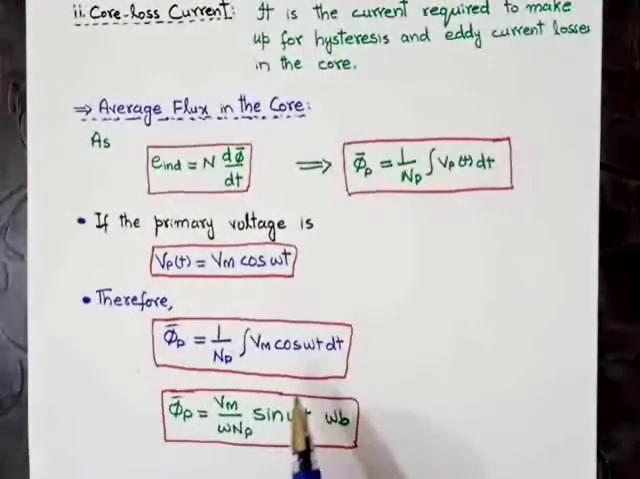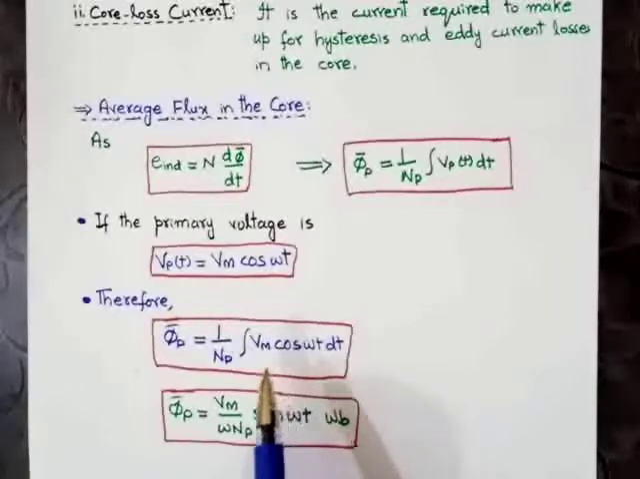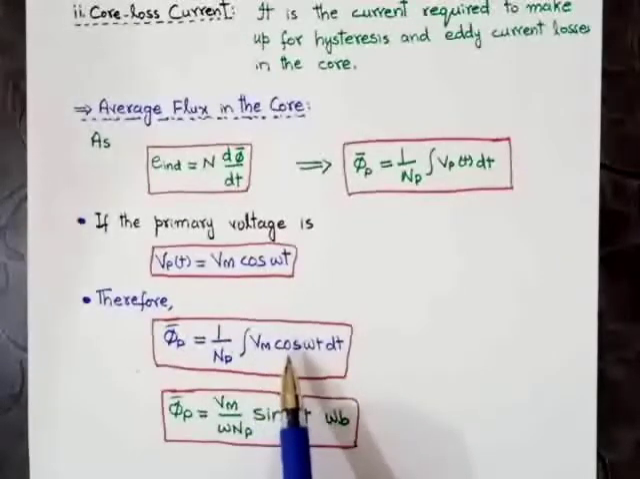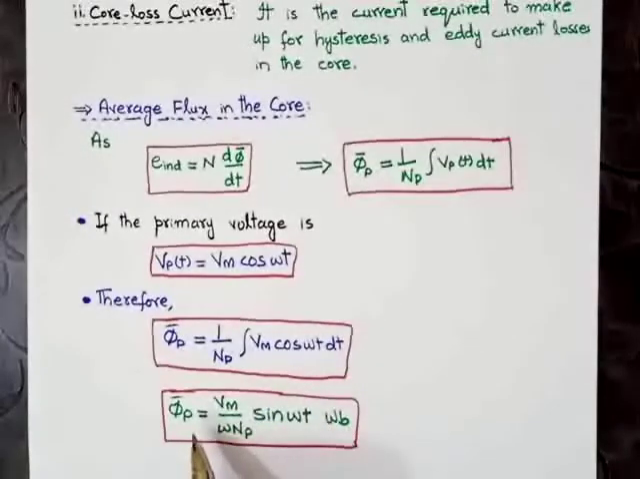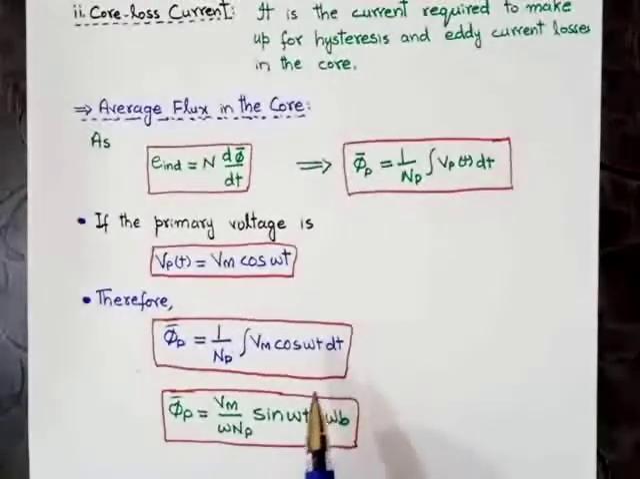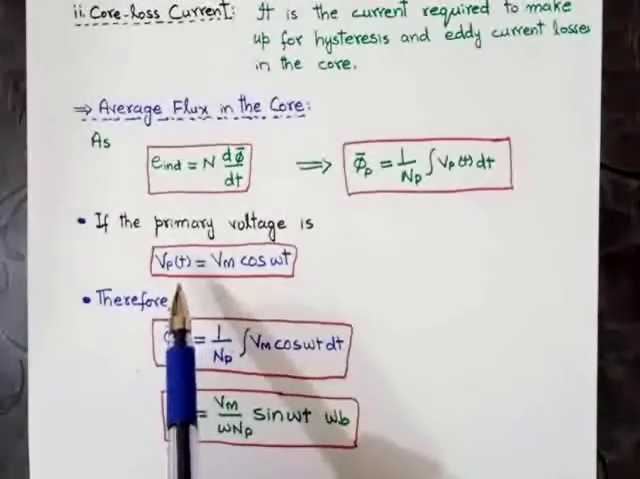As we know, the integral of cos is basically sine. Here we just solve the integral, we take the integral of cos omega t, and the final equation of the average flux due to primary circuit is Vm over omega Np into sine omega t. So this is the final equation of the flux due to primary circuit.